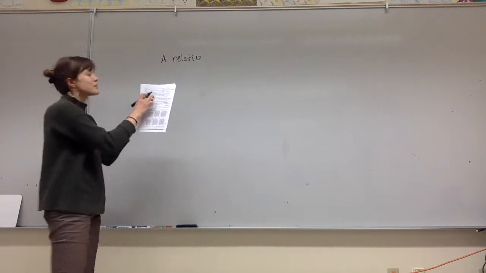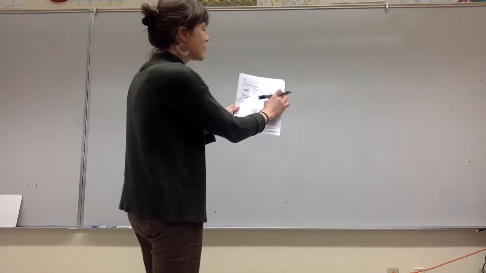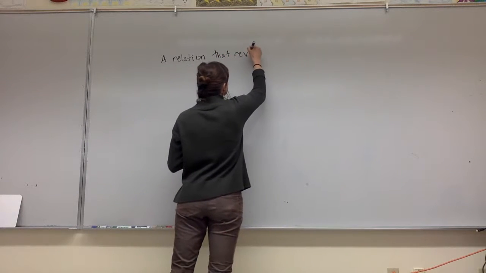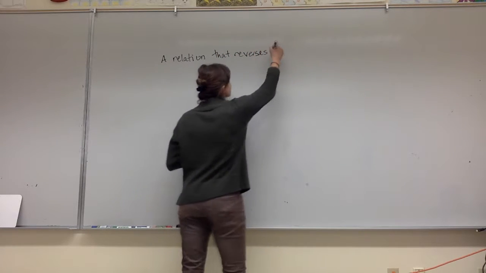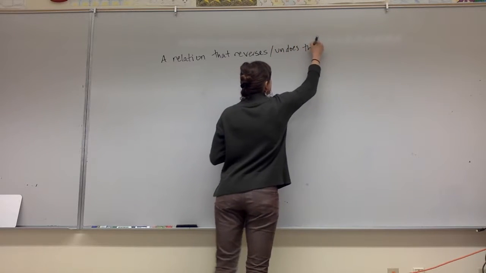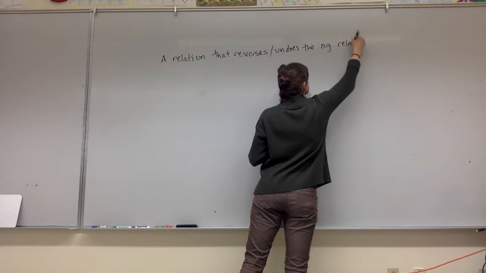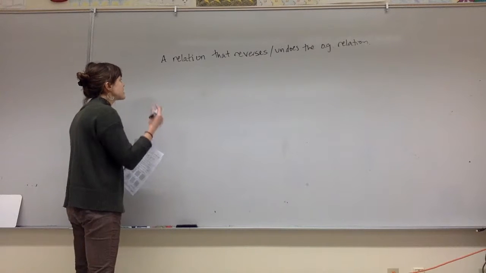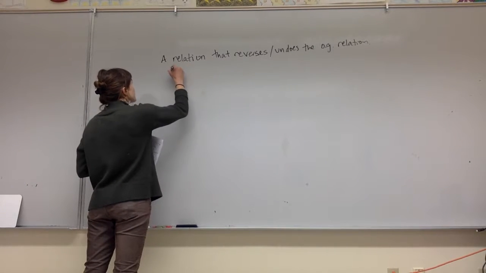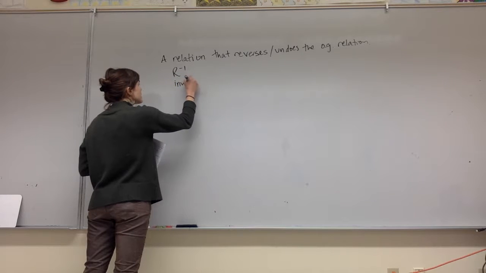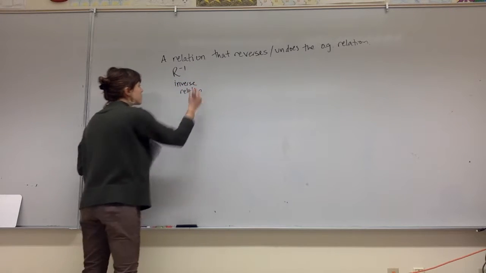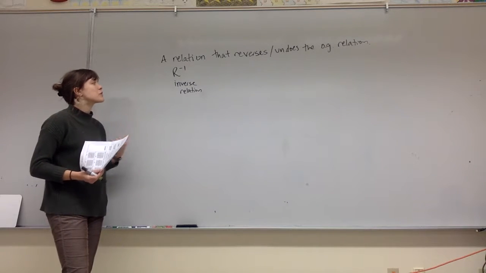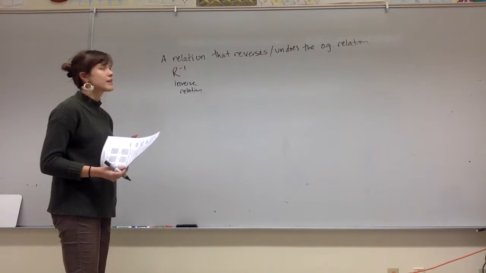So this is in the inverse relations box, and there's a line here. What is the inverse of a relation? It's a relation that reverses or undoes the original relation. And the notation we use for the inverse relation is r to the negative 1. So this is for inverse relation. If something is not a function, we might still be able to find an inverse relation if we're using coordinate points. So that would be an example.